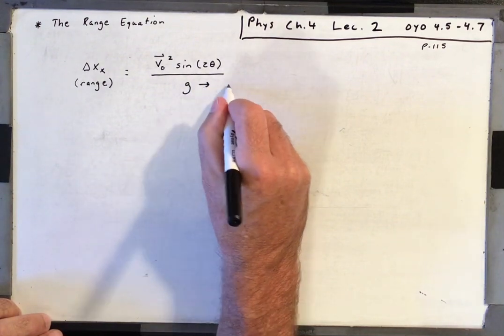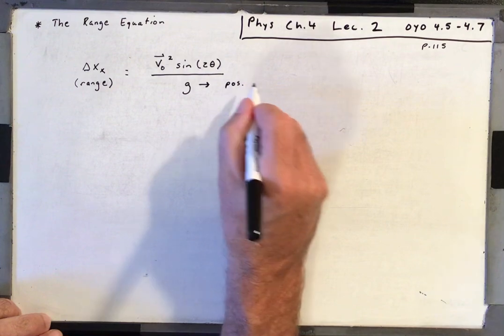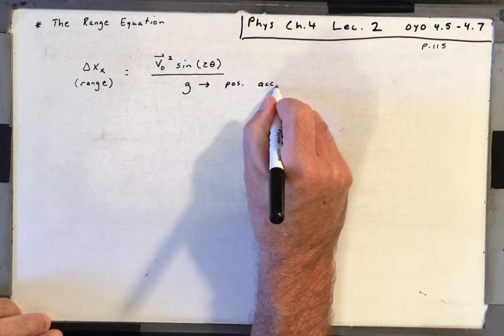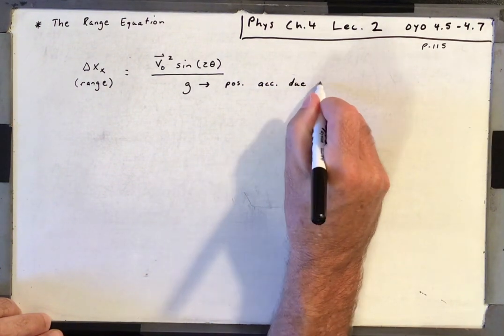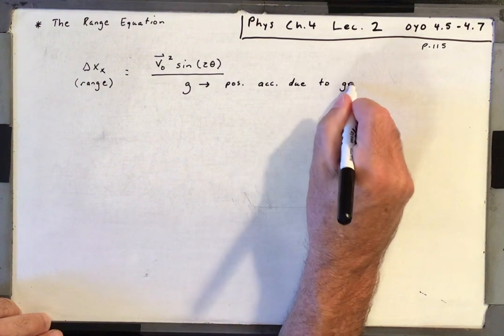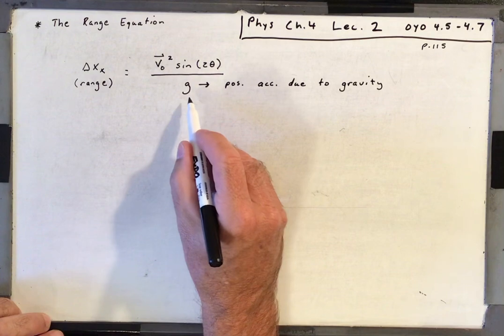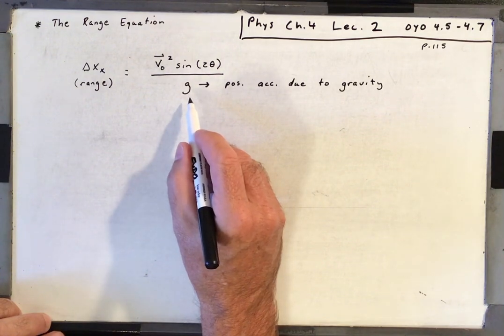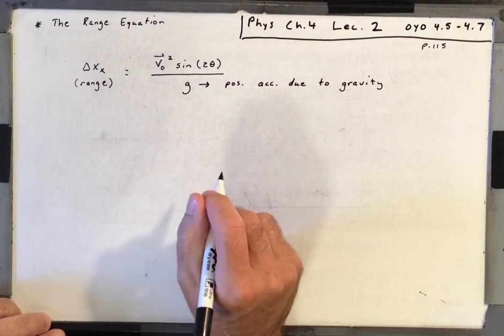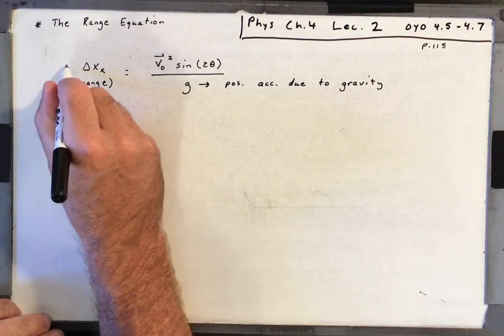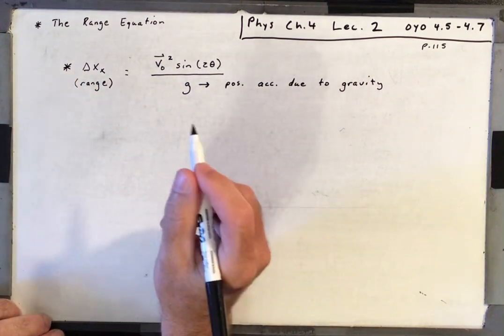Now, what is g? g is just the positive acceleration due to gravity. So instead of negative 9.8 or negative 32, we're just going to make it positive. That's all you got to know. You just got to memorize that, and let's work some problems.